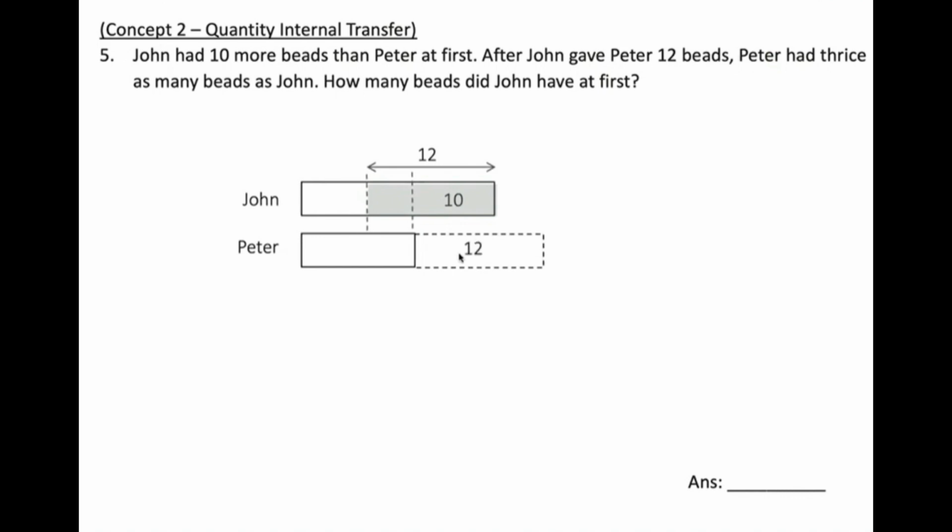All right? Now, Peter had twice as many bits as John. Again, ask yourself, who is the 1 unit? In this statement, it tells you John is the 1 unit. Peter is going to be 3 units, right? So John is 1 unit. Indicate here 1 unit. Peter is 3 units. So from here to here is 3 units. Everyone okay with this?